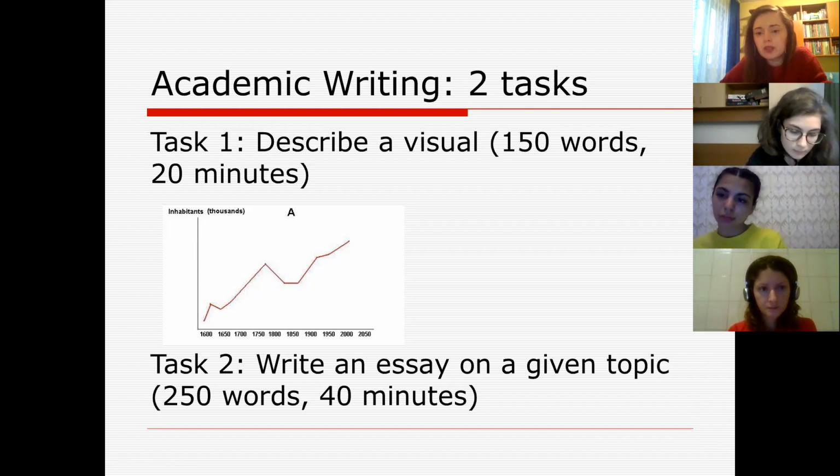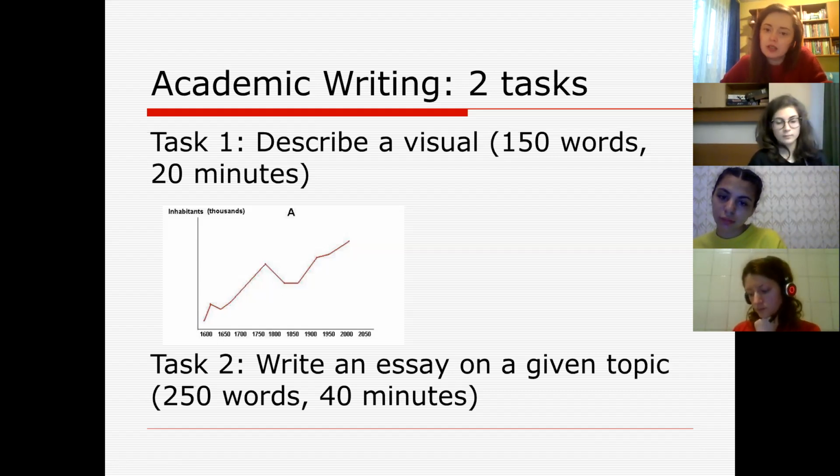Also, the number of words is really a recommendation again. They don't really count the words anymore, but they consider that this would be the minimum length of the writing. That would mean you have covered all parts of the task and you have done that well. Remember, these are minimum numbers, a minimum number of words, not maximum. You can write more than that, and you will see that we will write more than that because 150 and 250 is quite a little.